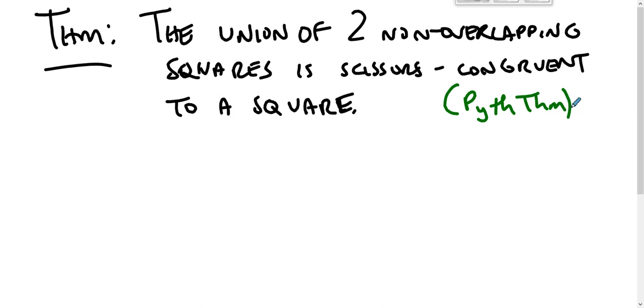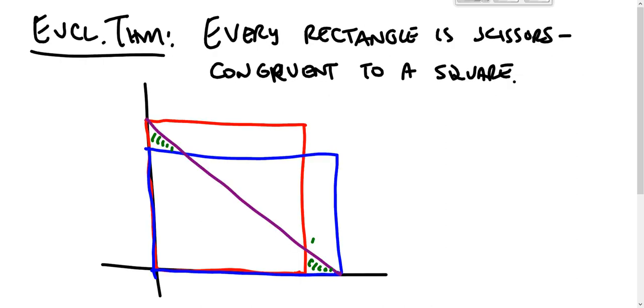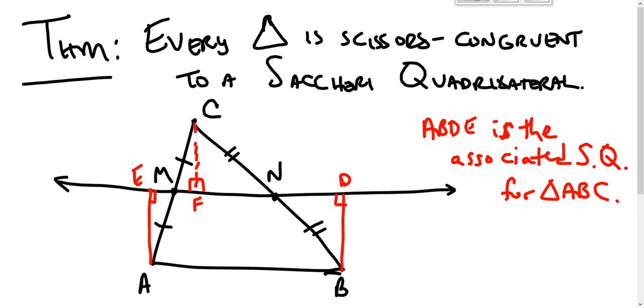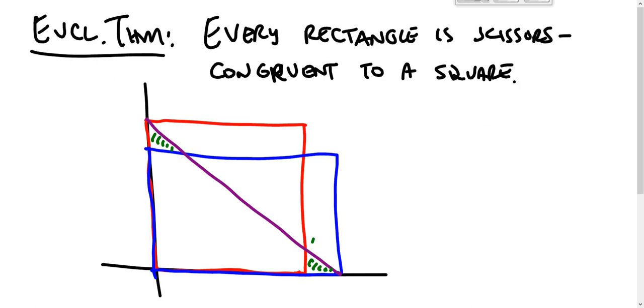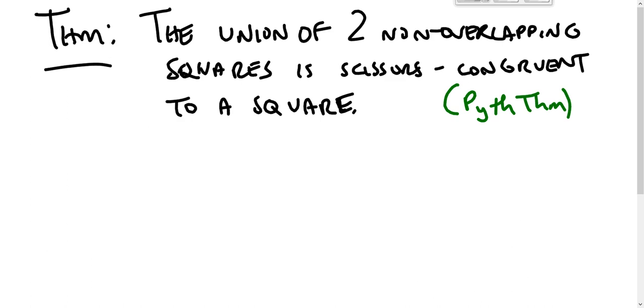So what's the deal? What really happens here? Every triangle can be turned into basically a rectangle in the Euclidean plane. Every rectangle becomes a square. Two squares together is a square. So triangles can become squares.